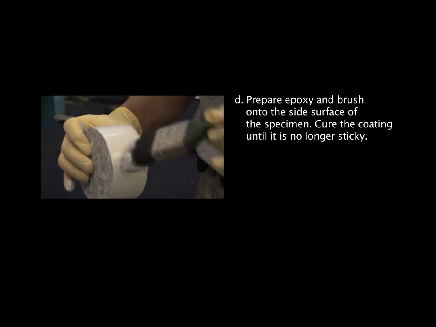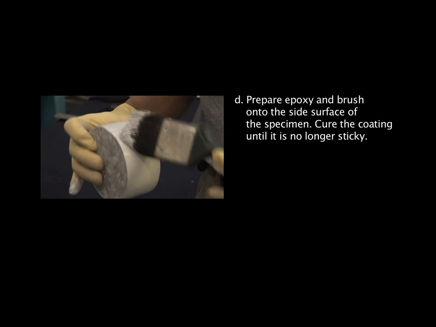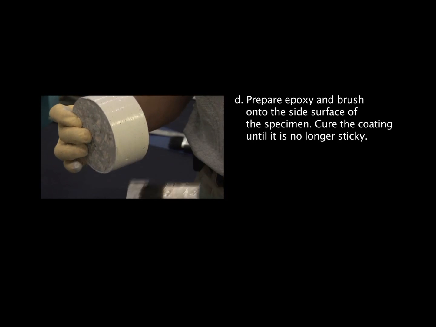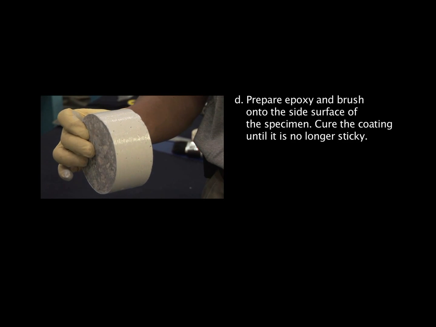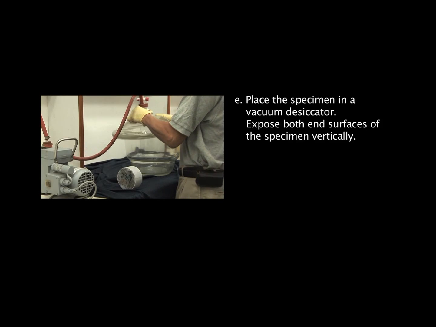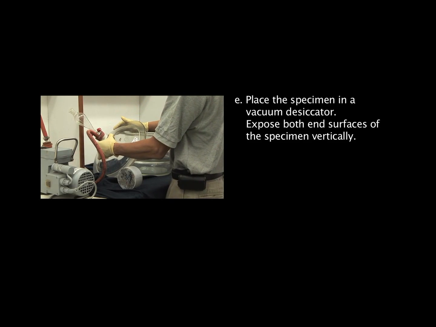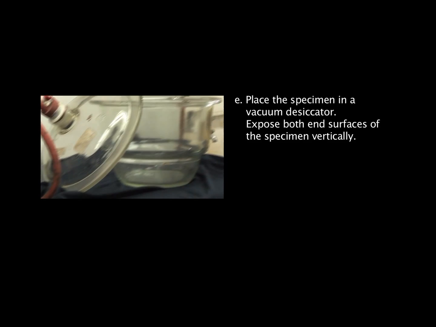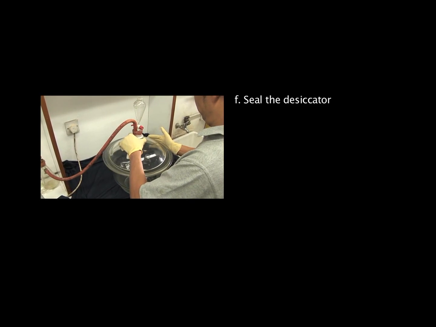D. Prepare epoxy and brush onto the side surface of the specimen. Cure the coating until it is no longer sticky. E. Place the specimen in a vacuum desiccator. Expose both end surfaces of the specimen vertically. F. Seal the desiccator.